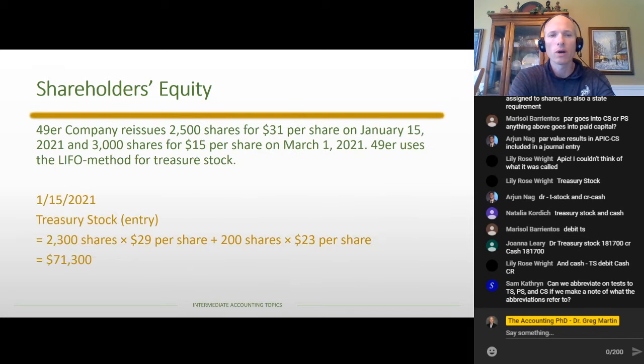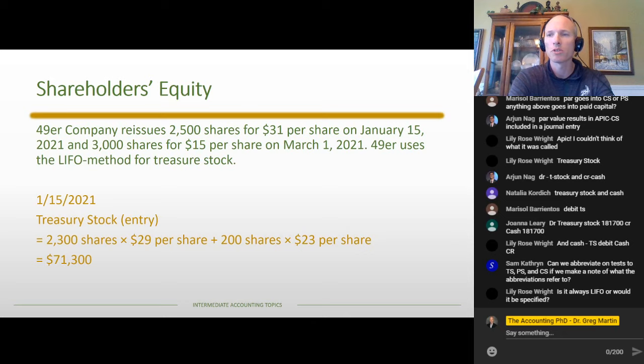And so now, when we talk about the treasury stock entry, we have to think about the order, right? If there's a total of 2,500 shares, the shares that we're going to assume we reissue first are the ones that were purchased at $29 per share. It would be specified. It won't always be LIFO. It could be FIFO as well. But the $29 per share times 2,300, and then of course there's 200 more shares, and that's where we use the $23 per share. And so the total entry amount for treasury stock is $71,300.